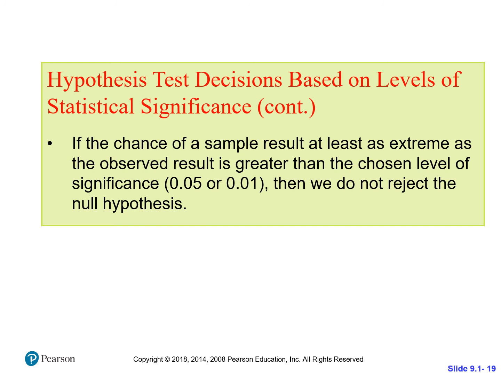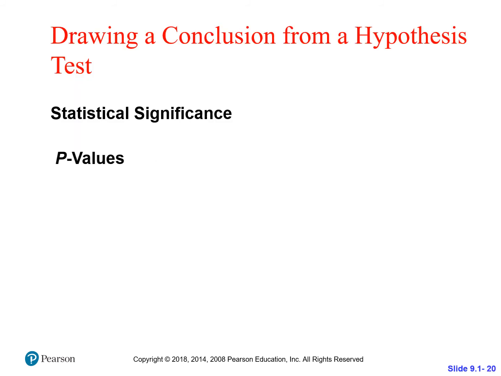Okay, if the chance of a sample result at least as extreme as the observed result is greater than the chosen level, 0.05 or 0.01, then we do not reject the null hypothesis. We don't have sufficient grounds to say this is definitely not by coincidence.